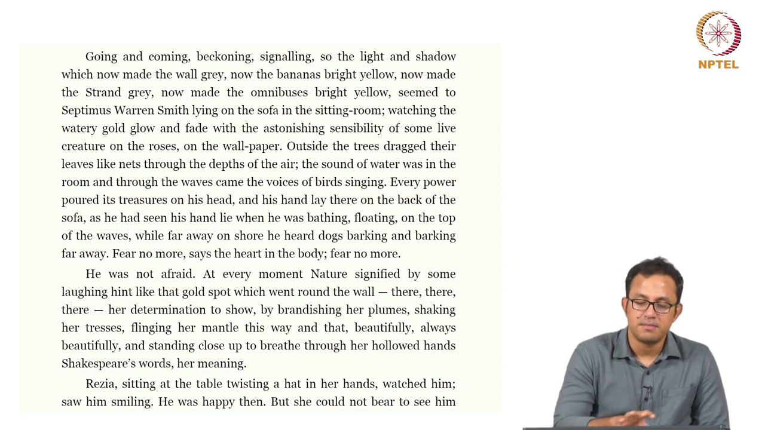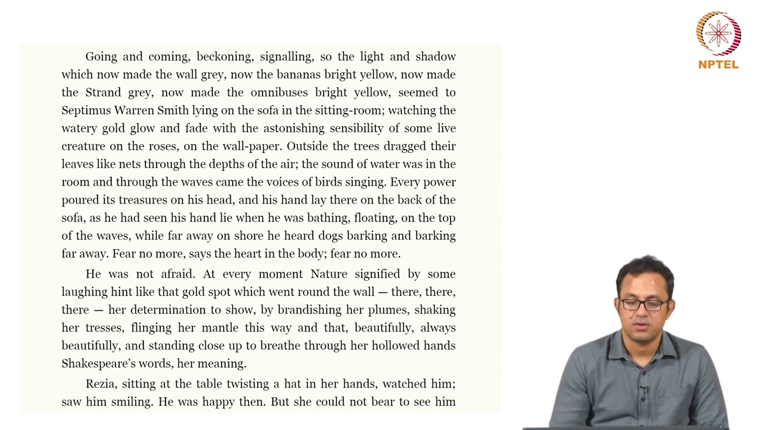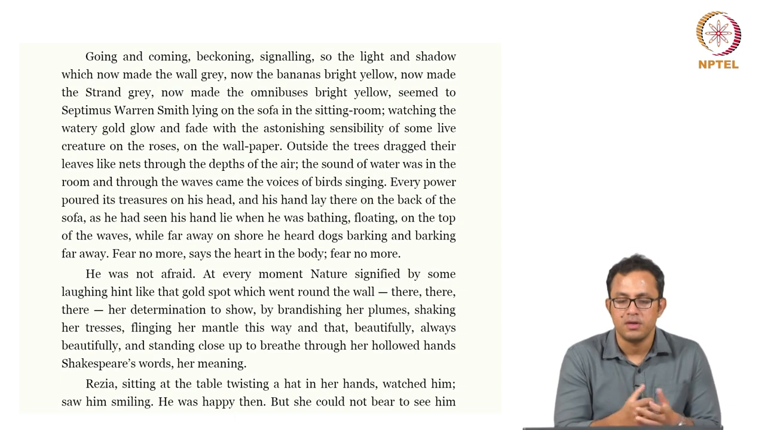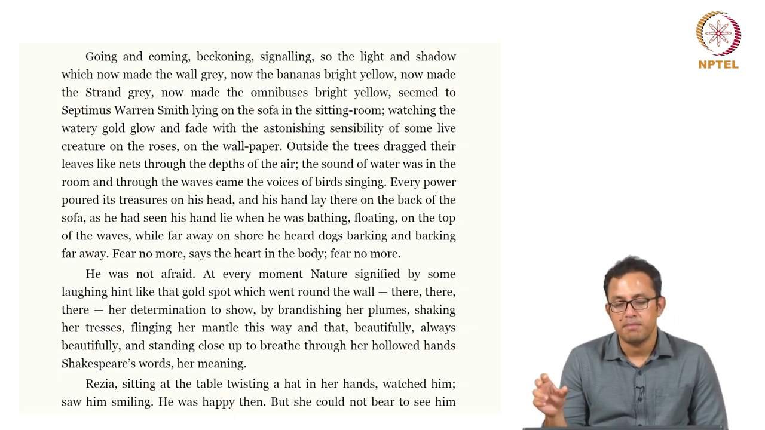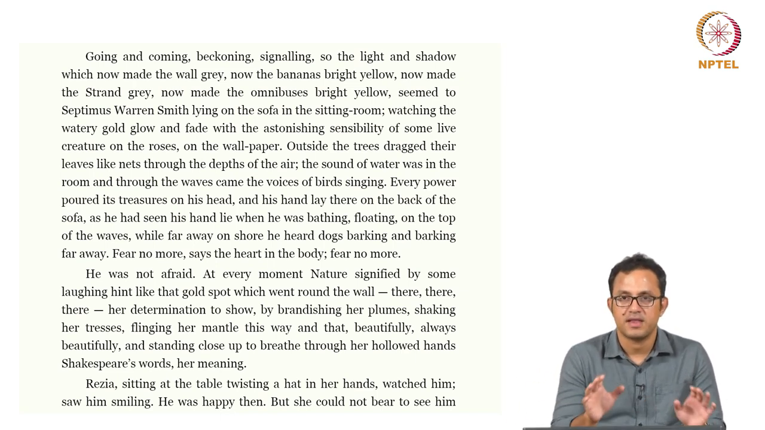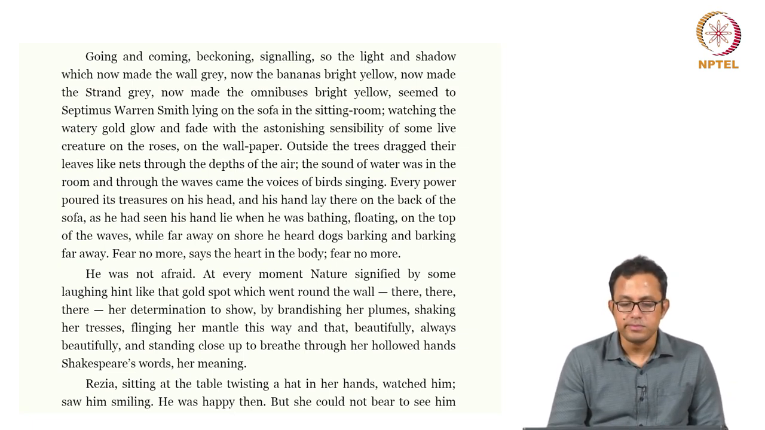So again, it's a very cinematic quality about the visual image over here. So going and coming, beckoning, signaling, very automated movements. And we've seen how in modernism, the relationship between automatism and human senses is very, very complex. Automatism is something which informs the human sensory programs, in the sense that the way we consume stimulus becomes quite automatic in quality, right? So the whole idea of coming, going, beckoning, signaling, and the omnibus is coming and going, and the road becomes a massive cinema show for Septimus, which is obviously visually consumed by him.